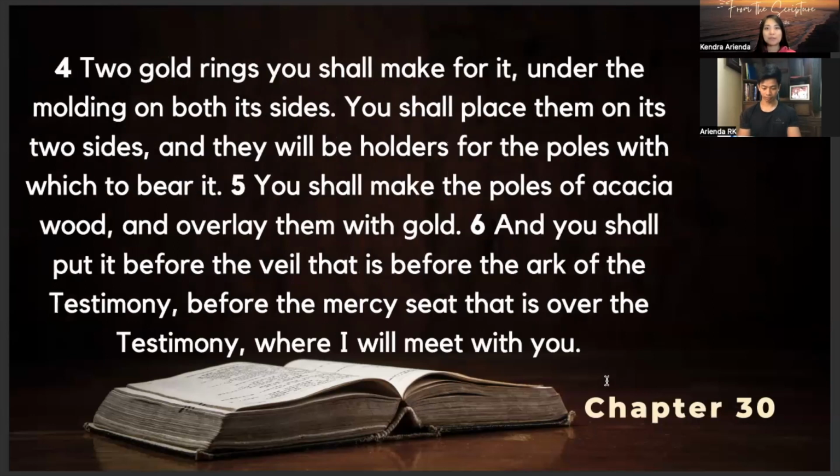2 gold rings you shall make for it, under the molding on both its sides. You shall place them on its 2 sides, and they will be holders for the poles with which to bear it. You shall make the poles of acacia wood and overlay them with gold.